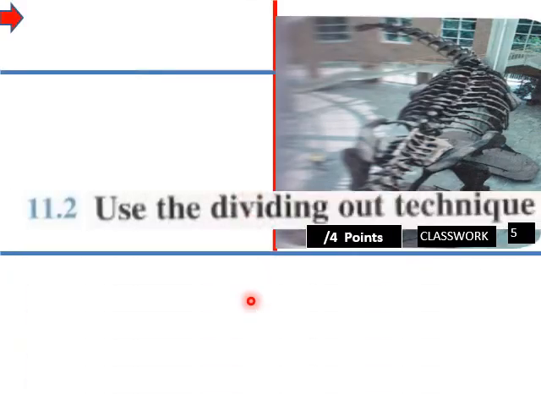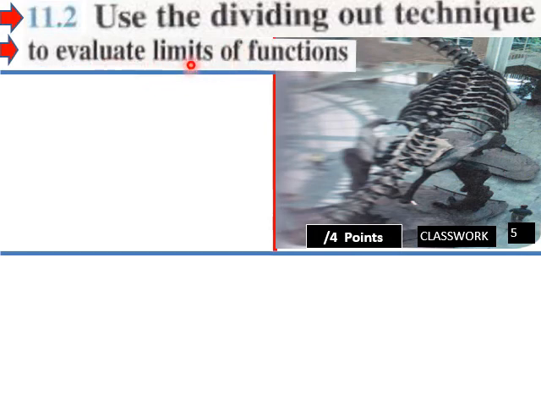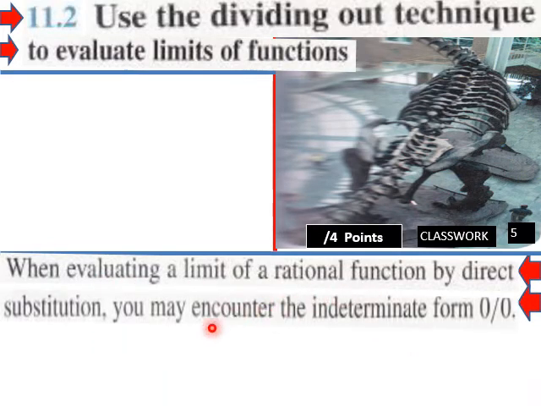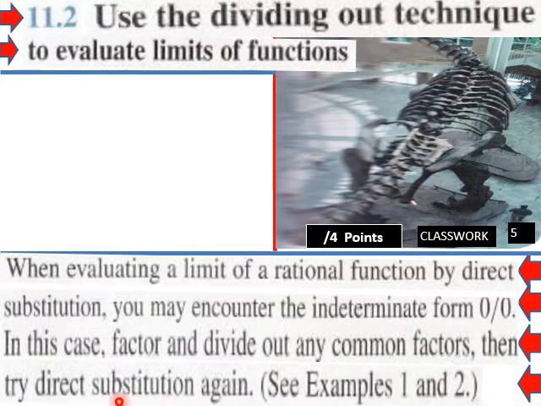Into 11.2 now. Use the dividing out technique to evaluate limits of functions. So using that technique, when evaluating the limit of a rational function by direct substitution, you may encounter the indeterminate form of 0 over 0. So sometimes that'll happen. And in this case, factor and divide out any common factors first. Do that first. Then try direct substitution again. And this was in examples 1 and 2.